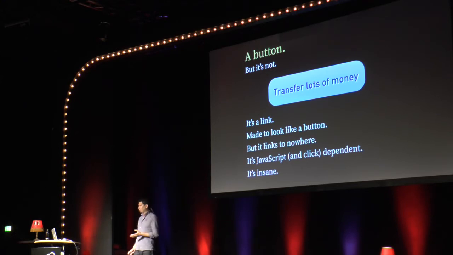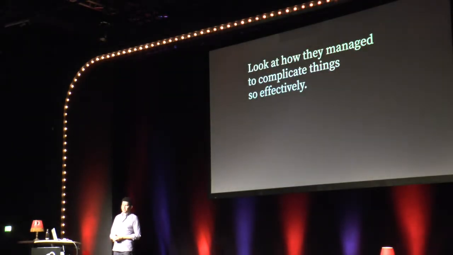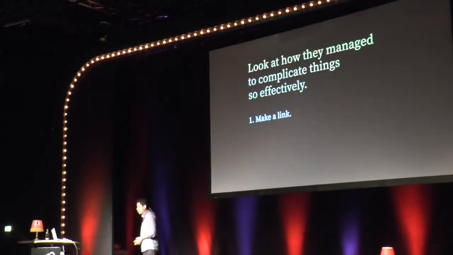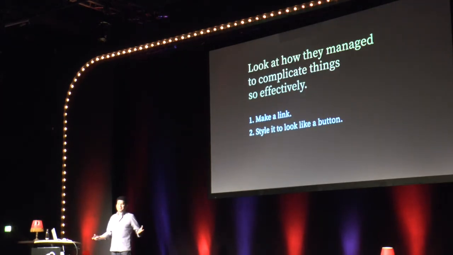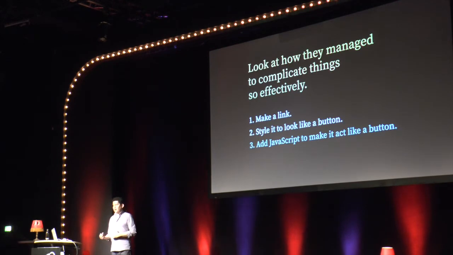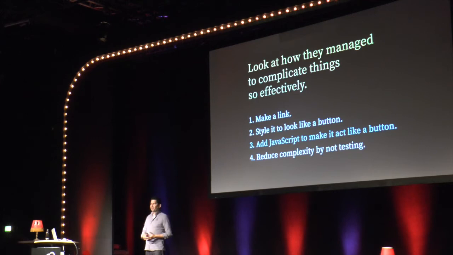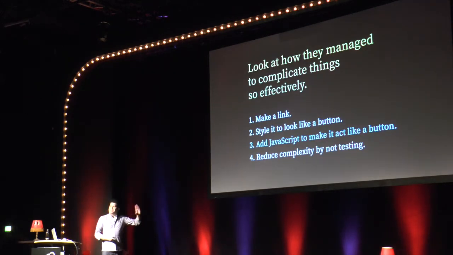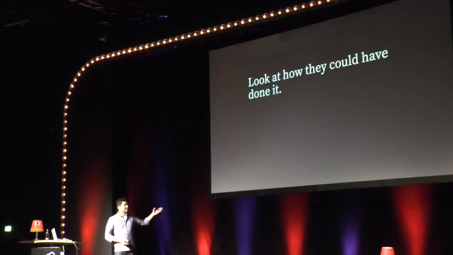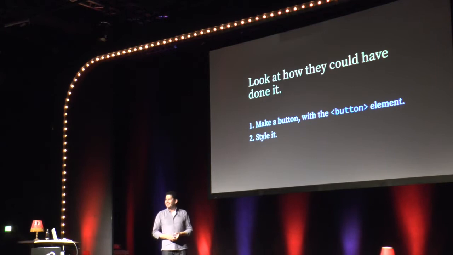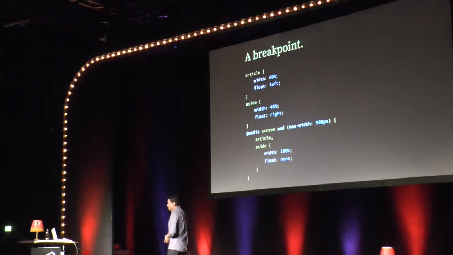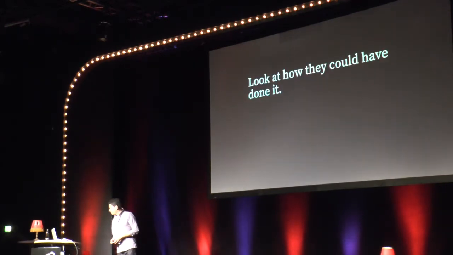So let's take a look at how they managed to complicate things so effectively. Number one, they made a link. Number two, they styled it to look like a button. Number three, they added JavaScript to make it act like a button. And then they reduced complexity by not testing. So let's look at how they could have done it. They could have just used a button, okay? And they could have, you know, done that. Hold on, they could have styled it.